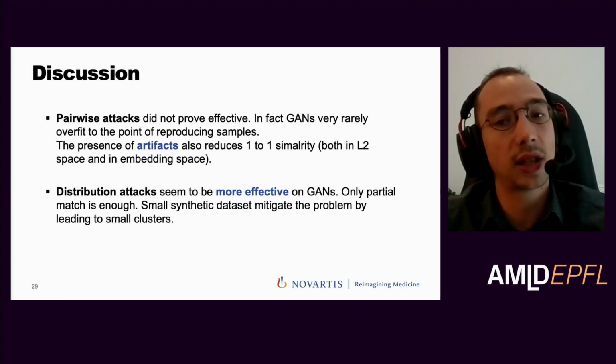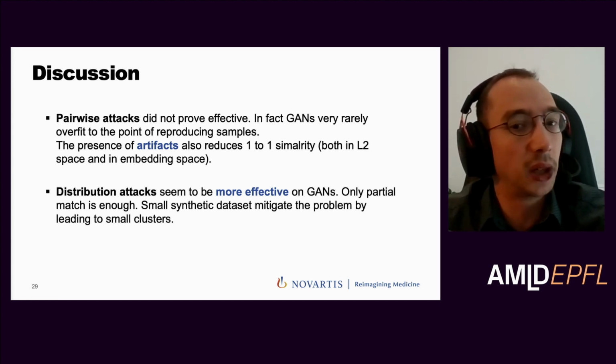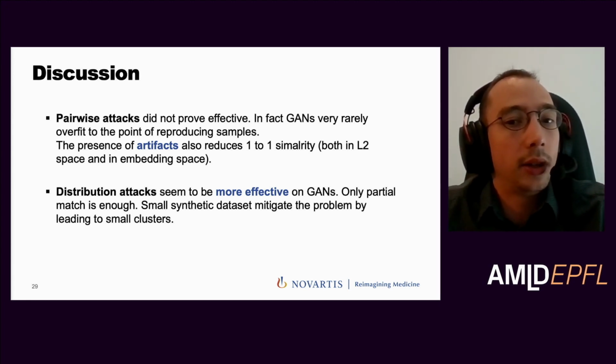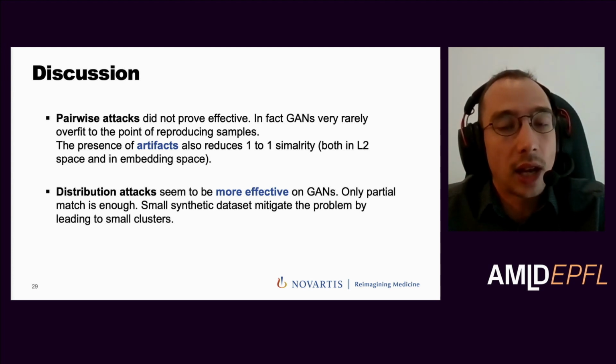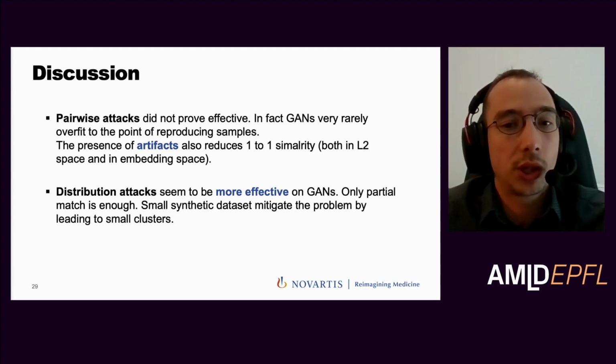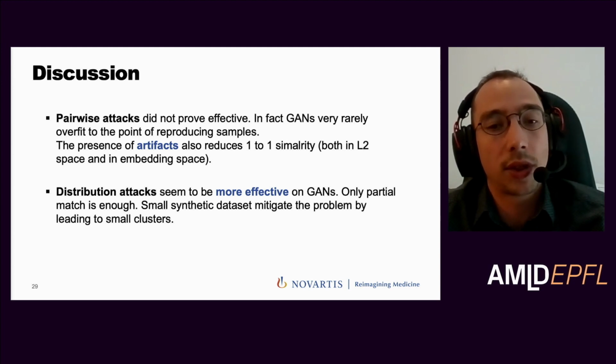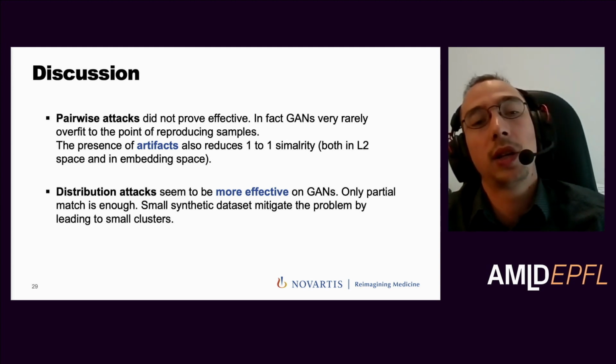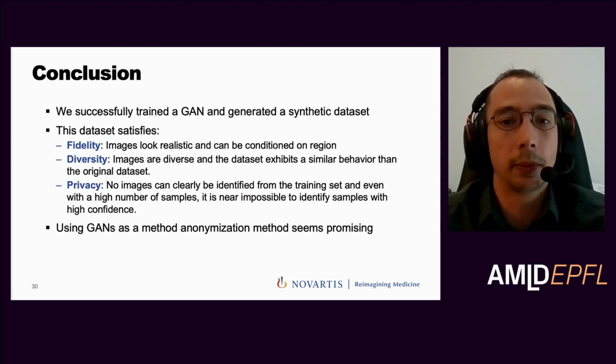And distribution attacks are more effective because you don't need an exact match, but the problem is you need bigger synthetic data sets, and the size of the data set is defined by the user. So if you define it so that clusters are too small, it's not possible to identify any type of training sample.